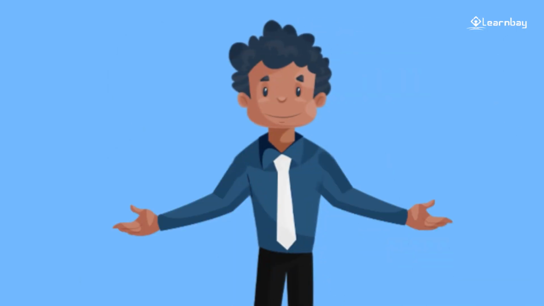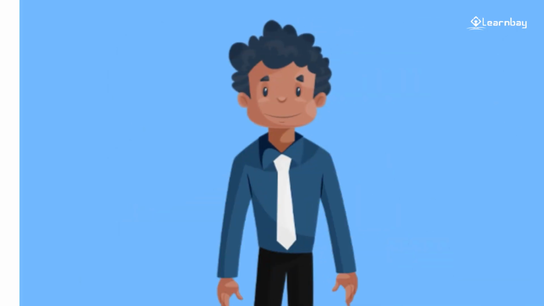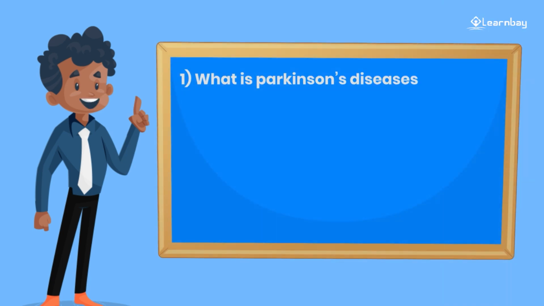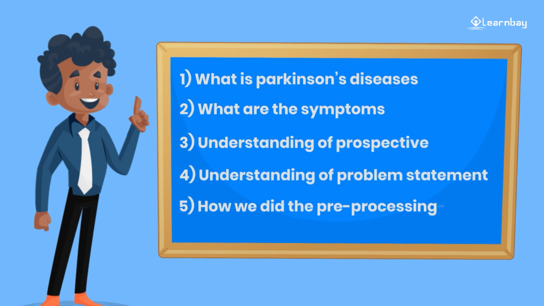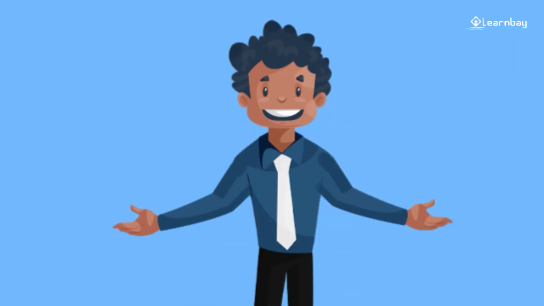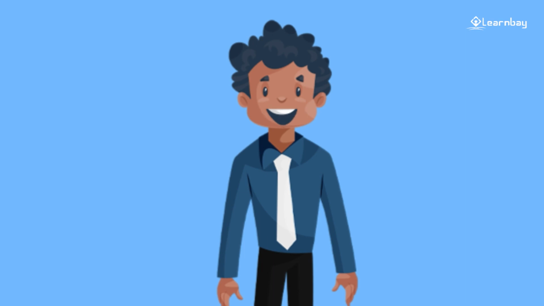Do you remember what we covered in the last video? That's great if you do, but if not, this is what we covered. What Parkinson's disease is, what the symptoms are, understanding of perspective, understanding of the problem statement, and how we did the pre-processing part. If you have any questions, please check out the description for the first part.